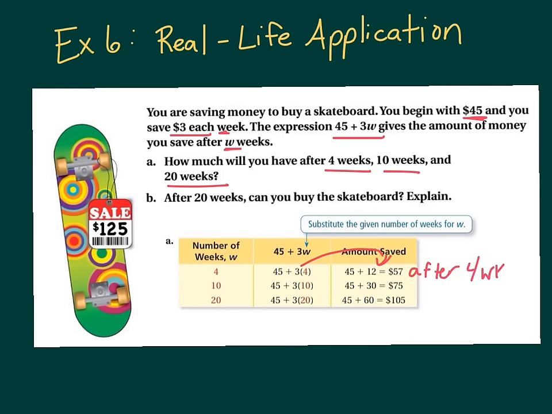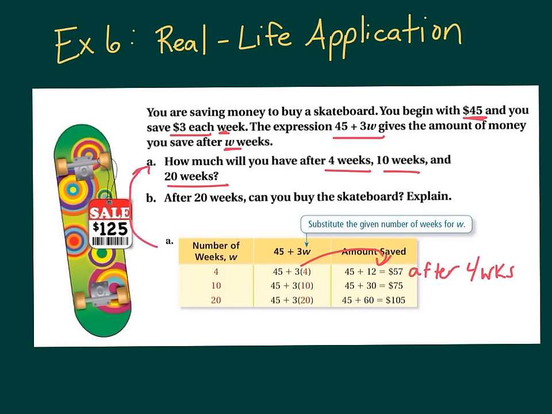And then the next one down they were asking about was after 10 weeks. So again, then you're looking at 45 plus 3 times W, but you put the 10 in there to see how much money you have after 10 weeks. And you evaluate again, 45 plus 30, because 3 times 10 is 30, would equal $75, so that would be after 10 weeks. And then for after 20 weeks, 45 plus 3 times 20, and 3 times 20 is 60, so 45 plus 60 would be equal to $105. Now, that's just evaluating, and that was all for question A right here.